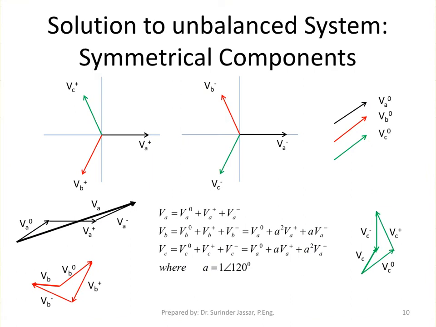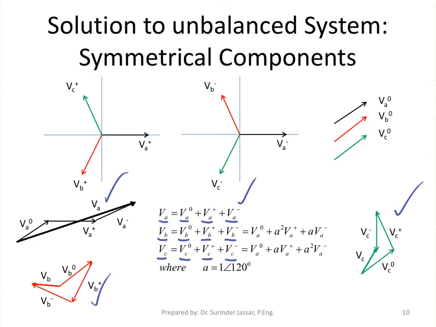Okay, so solution to unbalanced systems, again, these symmetrical components. So what we realize from these three diagrams is that we can write VA equals VA0 plus VA positive plus VA negative. What else we realize? We can write VB as VB0 plus VB positive plus VB negative. Similarly, VC equals VC0 plus VC positive plus VC negative. Now, what else? This is fine. This is what we're going to keep the way it is.